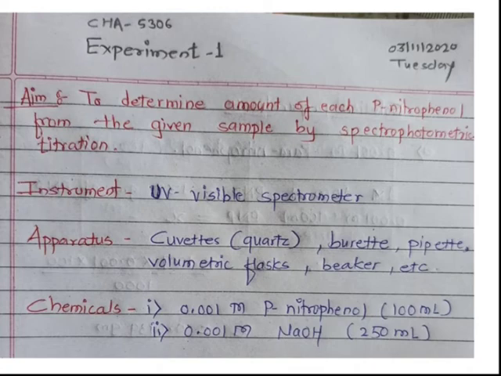Then our actual experiment is here. The experiment's aim is to determine the amount of para-nitrophenol from the given sample by spectrophotometric titration.